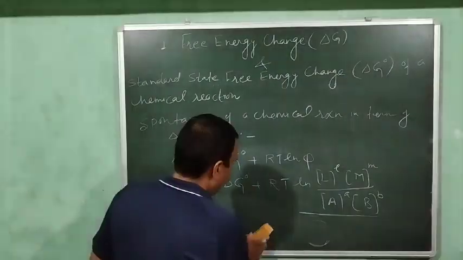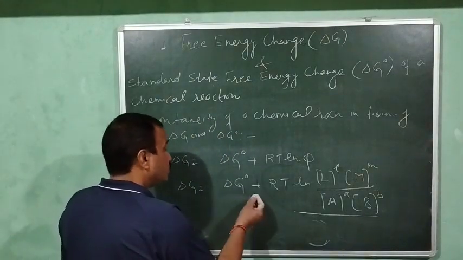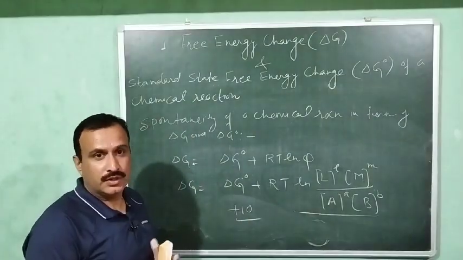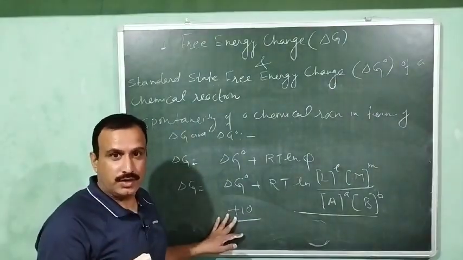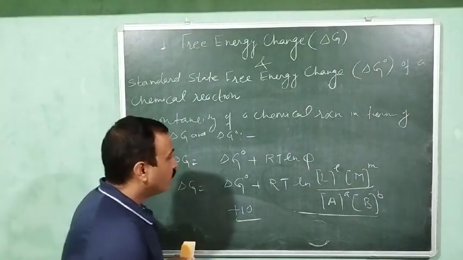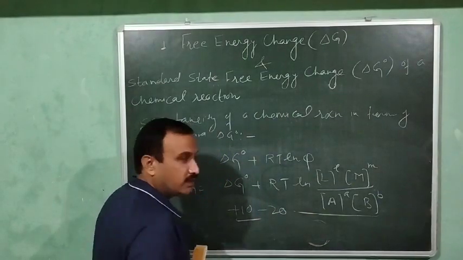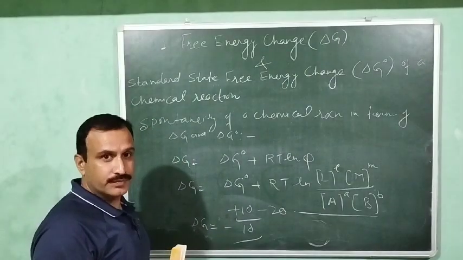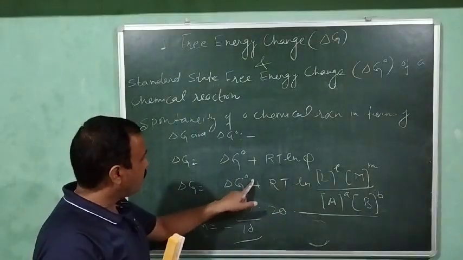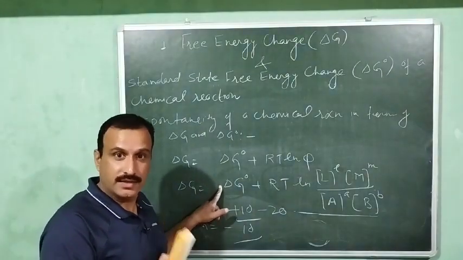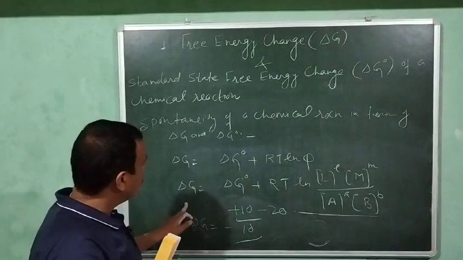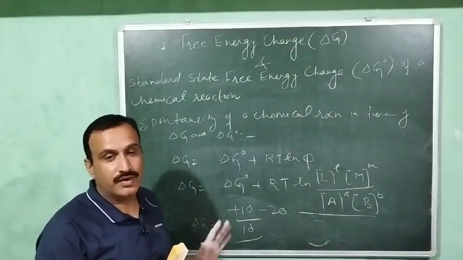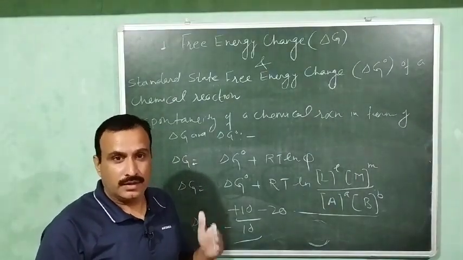And suppose the delta G naught is positive for a reaction, suppose the value is plus 10 for delta G naught, so this reaction is non-spontaneous under standard condition. What if the value of this quantity comes out to be minus 20, then the delta G of this reaction will be minus 10. Understanding, this means that this reaction is non-spontaneous under standard conditions, but it is spontaneous in some other conditions. So this is how we explain the spontaneity of a chemical reaction in terms of your delta G and delta G naught.